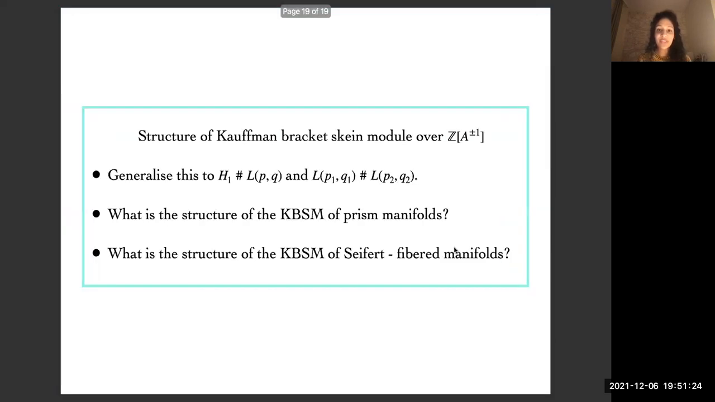So some future directions, the goal is to study the structure of the KBSM over the ring of Laurent polynomials. So we can generalize the previous result to connected sums of lens spaces or to connected sums of S1 times S2 and S1 times S2. And then what is the structure of more complicated manifolds, for example, the prism manifold or the Seifert fibered manifolds. So this is some work in progress.